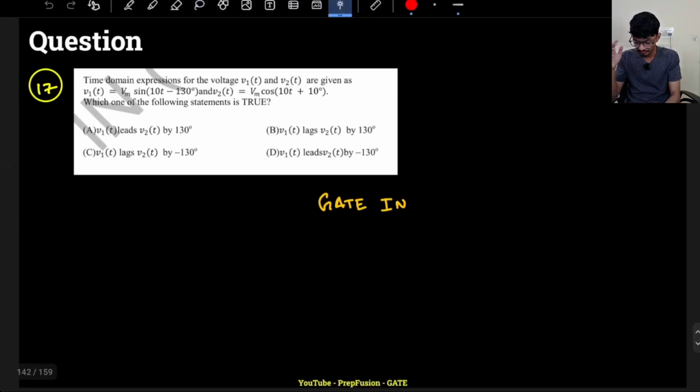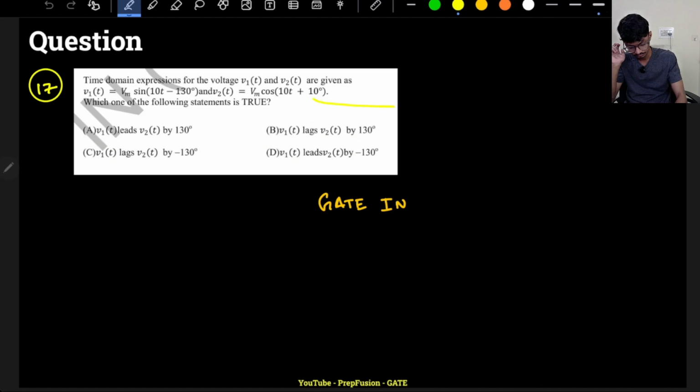Here we have a time domain expression for v1 of t and v2 of t. Which of the following statements is true? v1 of t leads v2 of t, or v1 of t lags. Here my v2 of t is the reference. With respect to that reference, they are asking where v1 of t lies. So let's assume v2 of t to be the reference, that means v2 is Vm angle 0.